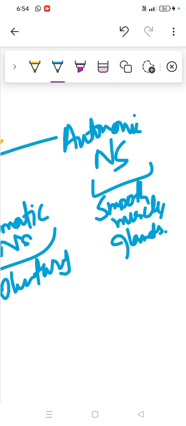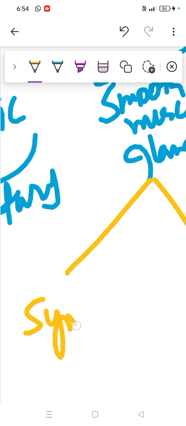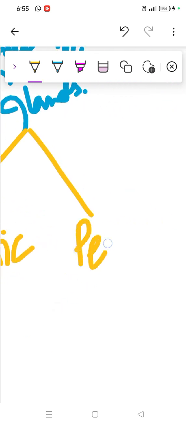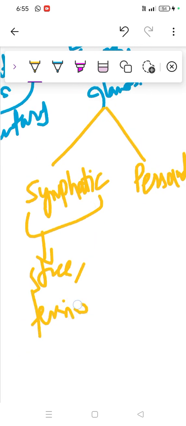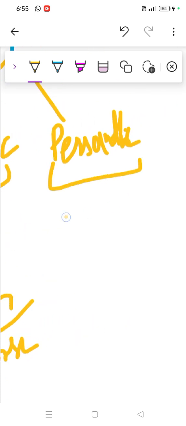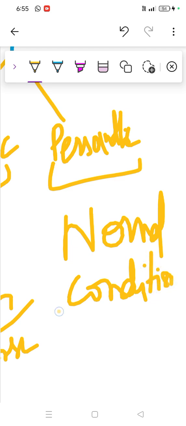Then in the autonomic system we have two further terms. The first is sympathetic, and the second is parasympathetic. Sympathetic means if you are quite tense, in stress, or having so much tension, at that time our response is generated by the sympathetic. And parasympathetic means a normal condition. If you are feeling happy, it's a normal condition. So I hope it is clear to you.